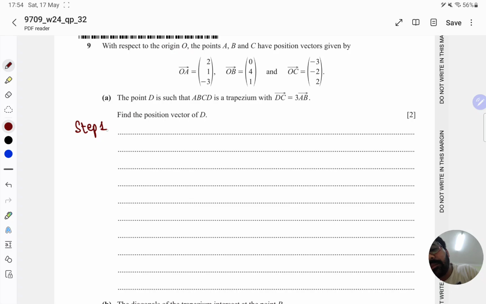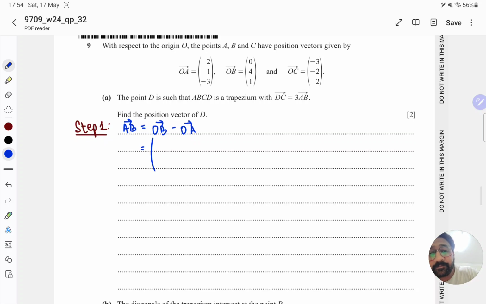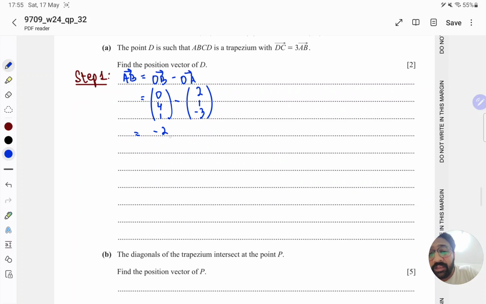Step number 1. For step number 1, I need to first of all find out AB. How can I find out AB using the position vector? You are very much familiar, which is OB minus OA. So OB is already known, which is 0, 4, 1 minus OA, which is 2, 1, minus 3. If I simplify, it will be minus 2, 3 and 4. So this is the vector AB.